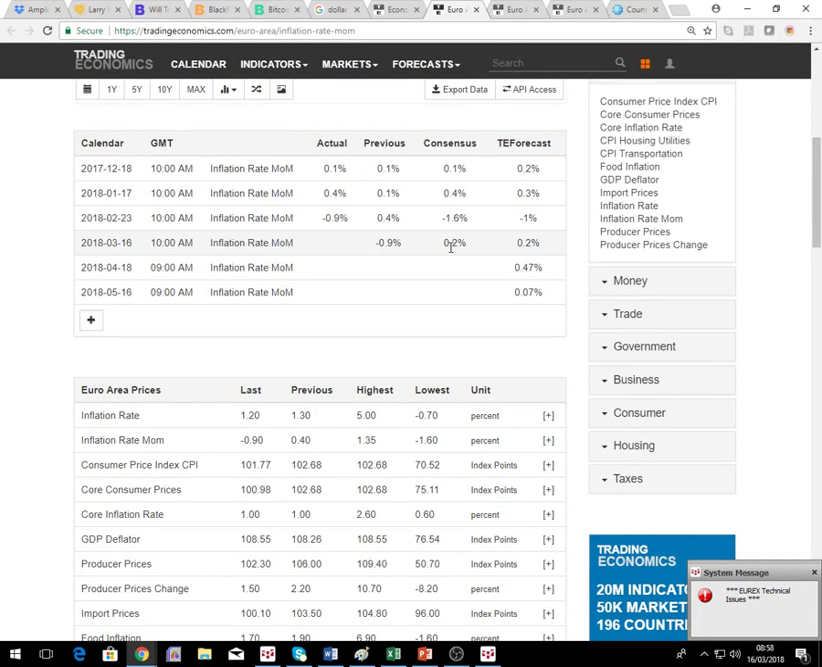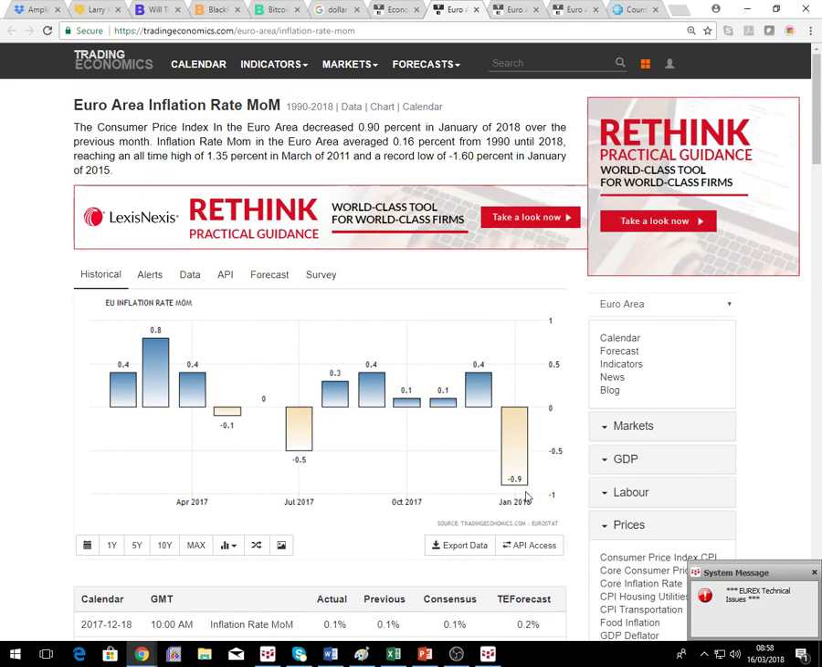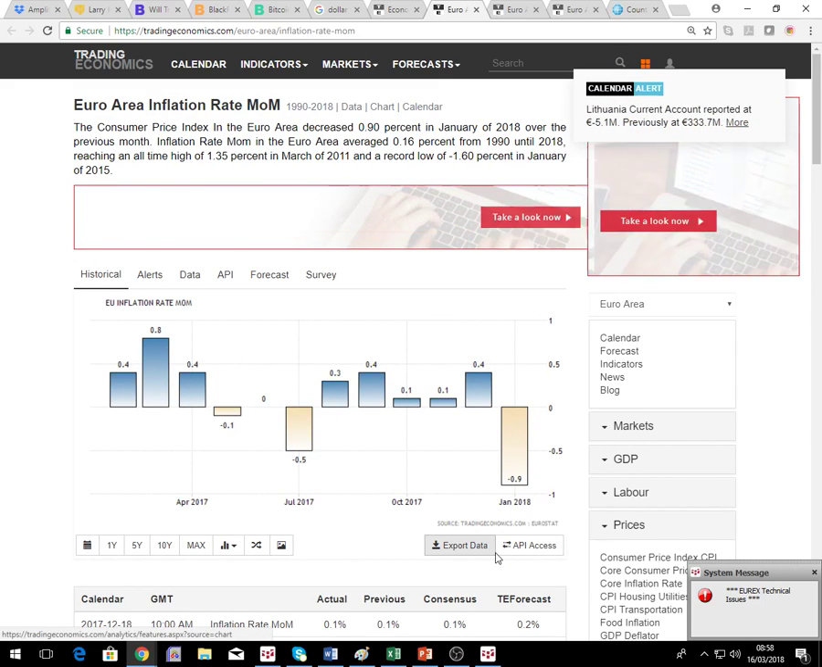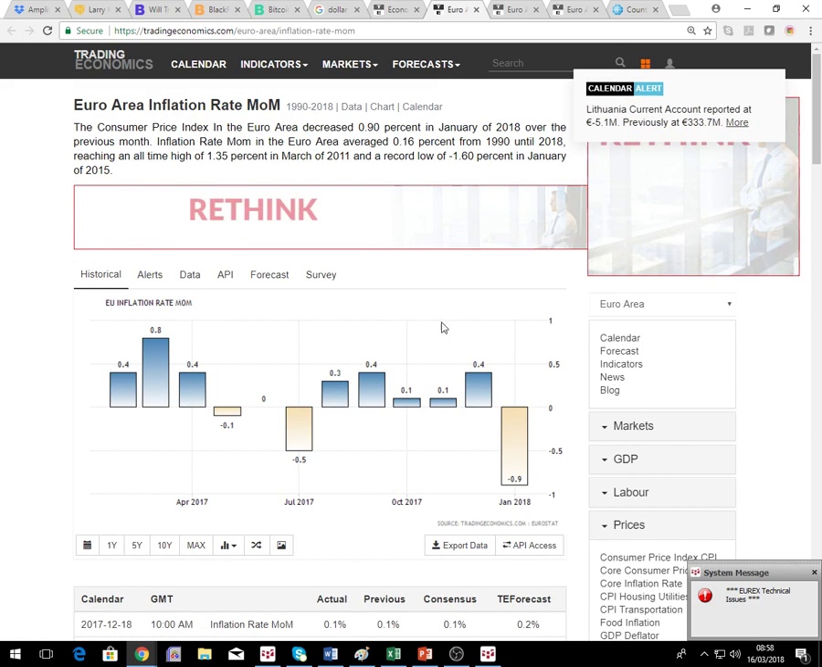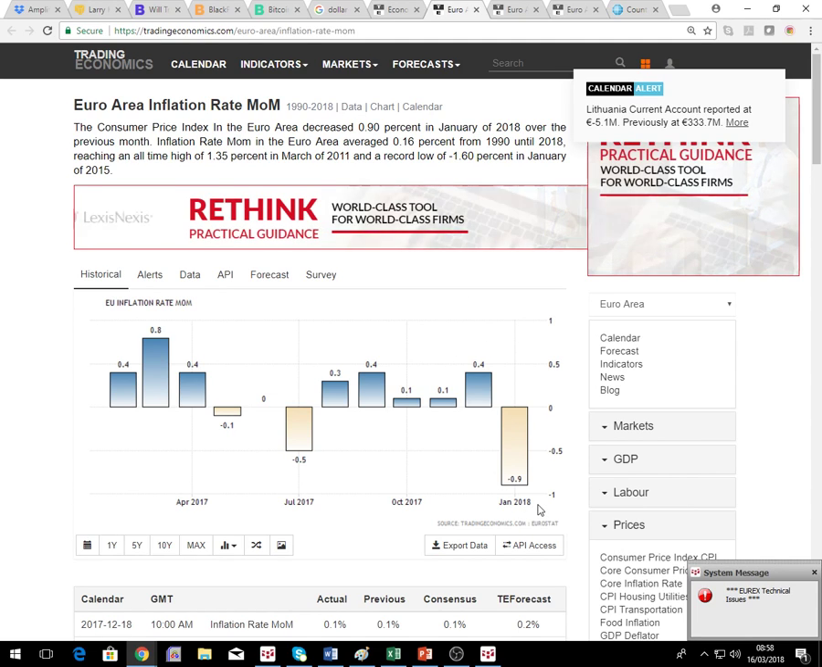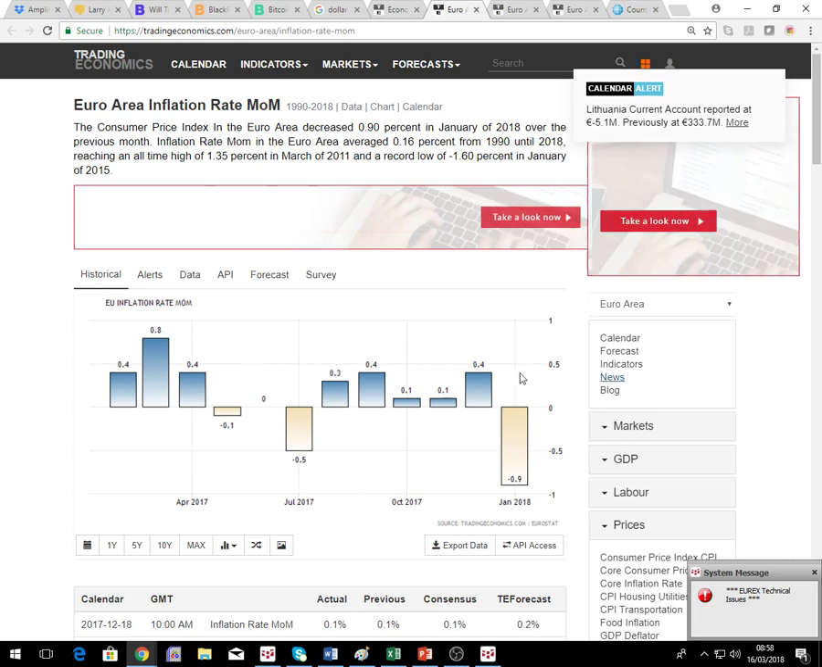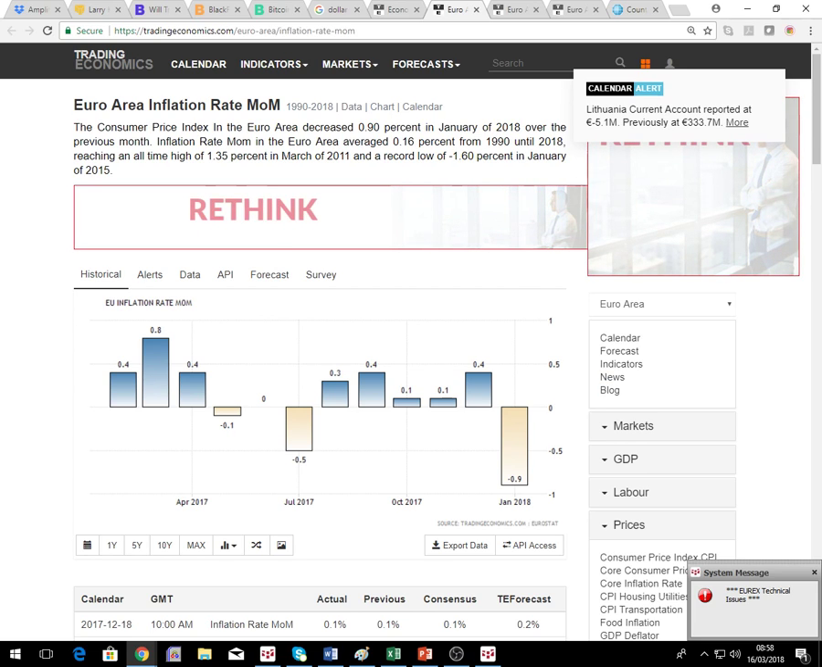What are we expecting? We're expecting a consensus view of 0.2, so a pickup from minus 0.9 in January, but that's understandable given the fact that that's coming out of December into January. People are a little bit poorer anyway. Spending goes down a little bit, but expecting a little pickup back into, I'd say, the lower end of the range. Actually, that would be about consensus. So we're not really expecting a dramatic move either way.